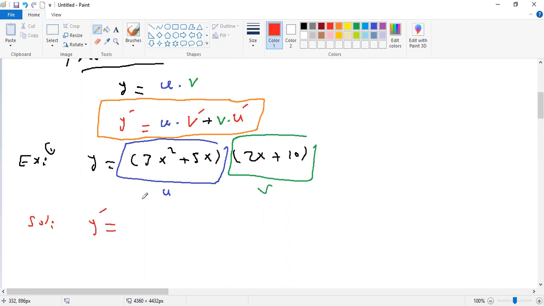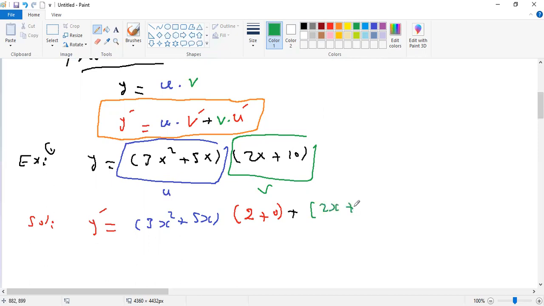y prime equals u times v prime. The u is the same as what we have here, 3x squared plus 5x, no change. Multiply by v prime. The derivative of 2x is 2, plus the derivative of 10 is 0, so it means 2. Then plus v, which is 2x plus 10.